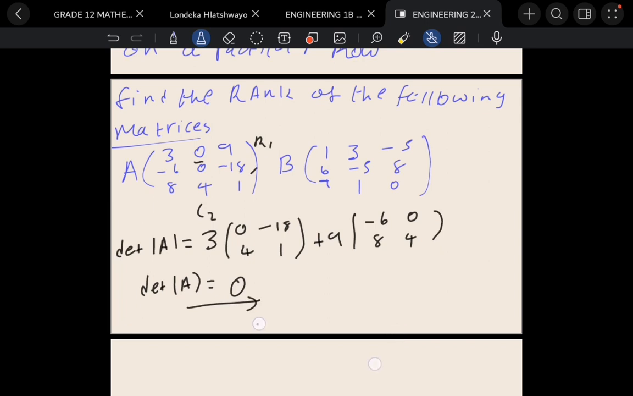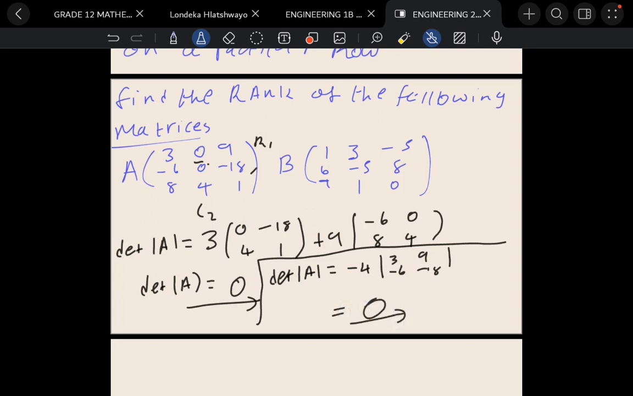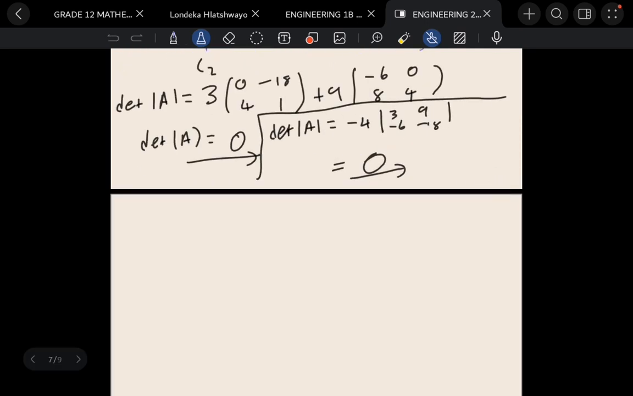Even if you use this row, or if you use the second column, the determinant of A is going to be minus plus minus. If you cover the second row and the last row, I'm going to have 3, minus 6, 9, and negative 18. You are going to have 0 again here, because the determinant of this square matrix is 0.